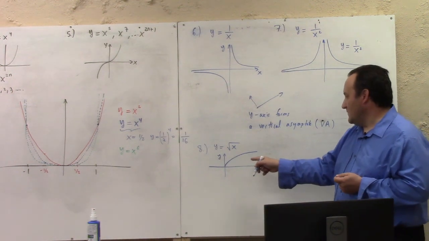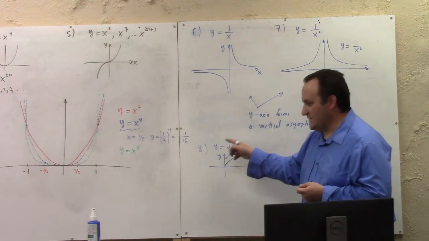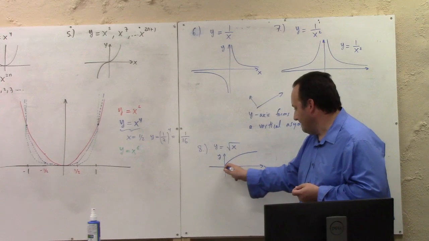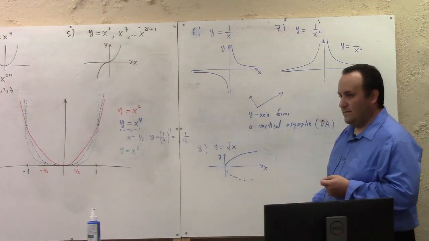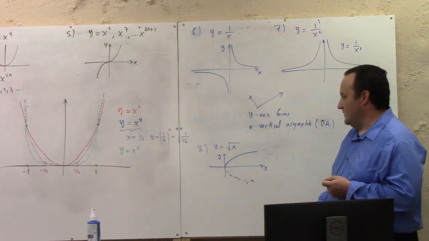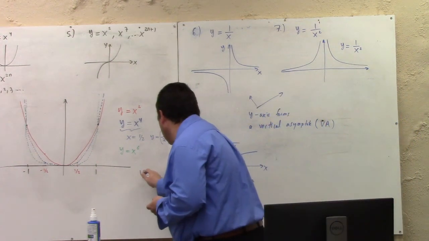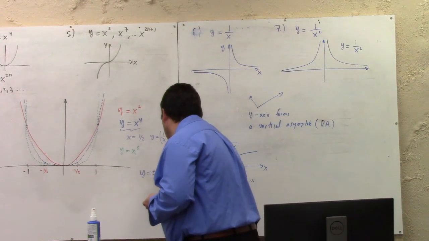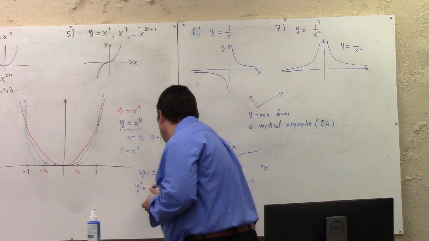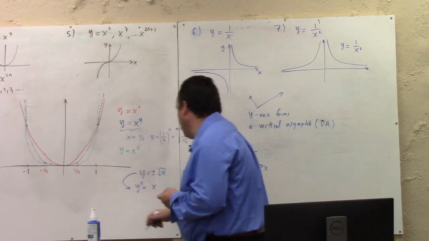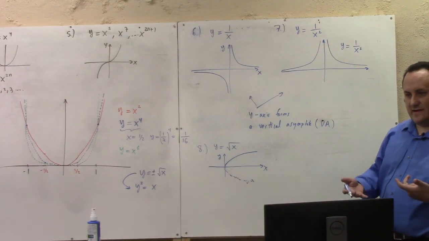Okay. So the square root of x, and if you were to throw in minus the square root of x, what would that look like? Like that, right? And so if you look at y equals plus or minus the square root of x and you square that, what does it give you? Right, because squaring plus or minus gives you plus. Squaring the square root of x gives you x.